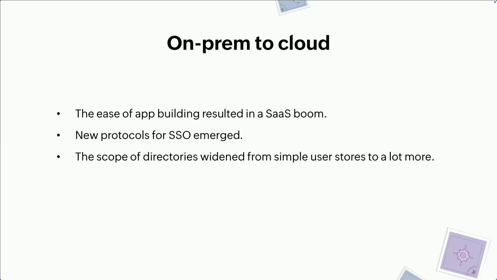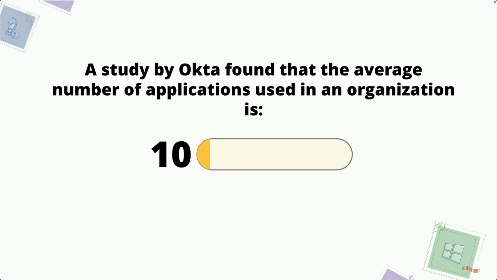And with that, a demand emerged that these apps need to be authenticated differently, and the older systems couldn't work properly. And the scope of directories itself kind of changed. Previously, during the LDAP era or the Active Directory era, these directories were just user stores. They did not do much beyond that. But the scope of the modern directories got fairly widened.